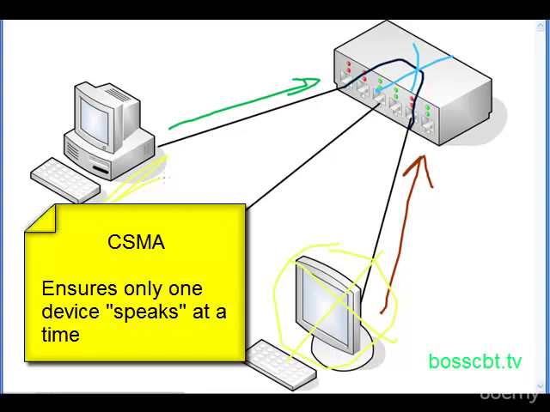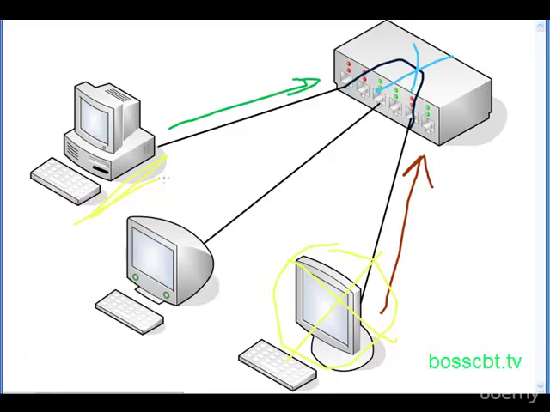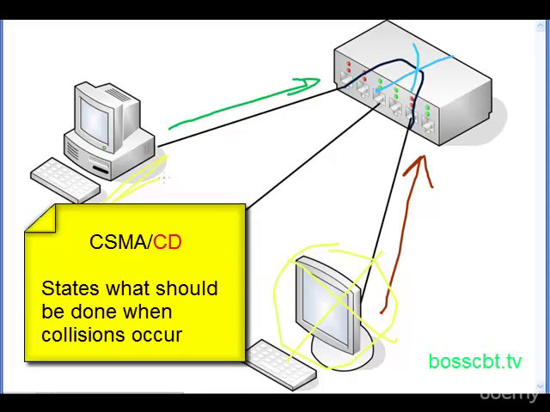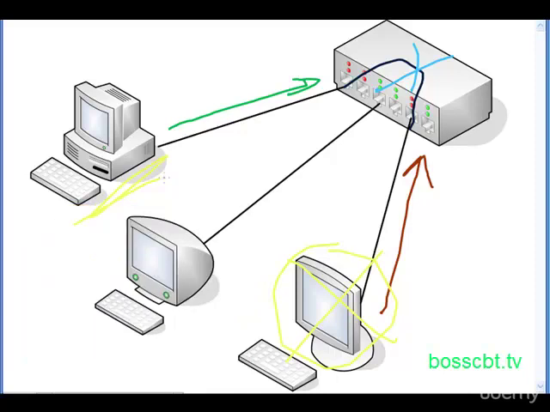Also, CSMA/CD, particularly the CD, the collision detection part, states, well, what if two people do in fact speak at the same time, and both of their messages are too jumbled? We can't understand both of them. What do we do in that case? Okay, so let's go ahead and actually look at an example of the specific steps of CSMA/CD.